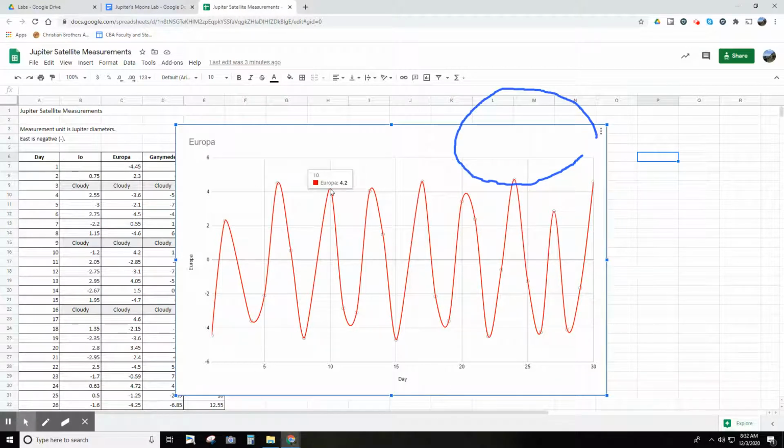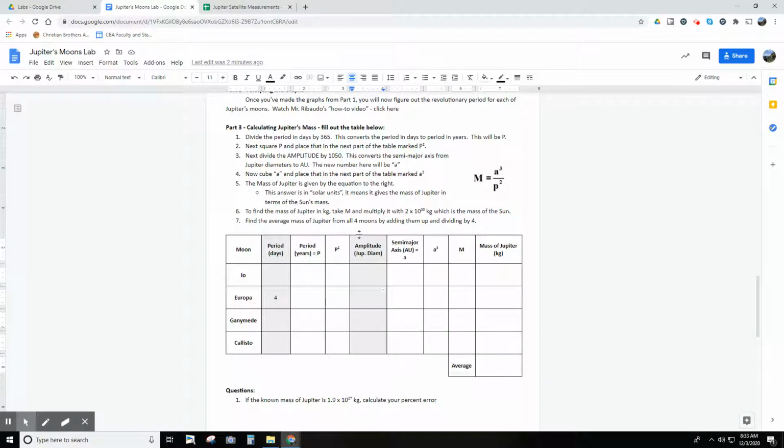For this one, 4.2. This one, 4.05. This one, 4.6. So you're just going to take an average, somewhere a little bit above 4, maybe 4.3. You can add these all up and divide them by however many you do if you want to get really accurate. And that's your amplitude. And you can do it down to the bottom here. It's somewhere around 4. It might be worthwhile going through all of them, but I would say about 4.2, let's say, Jupiter diameters away.